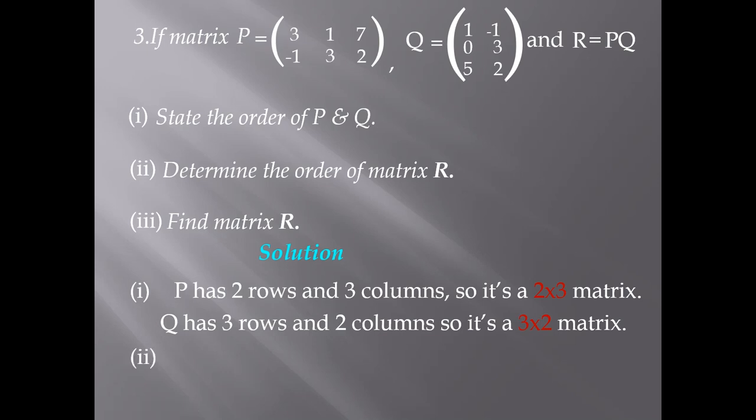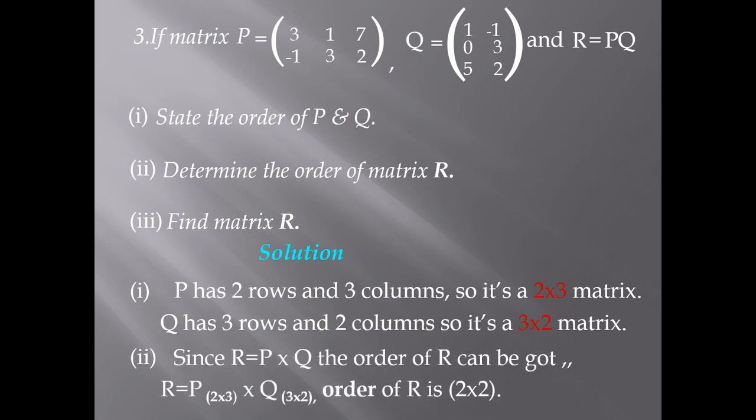Now, if you multiply P and Q, we shall get matrix R. I want to find out what the order of R is. We can derive that from here. R is P times Q. P is a 2 by 3, Q is a 3 by 2. You realize that these figures are actually the same. This is the condition: to multiply matrices, this value and this should be the same.